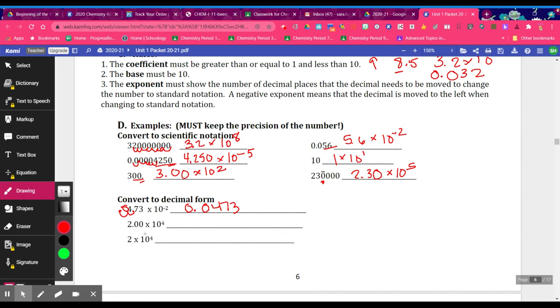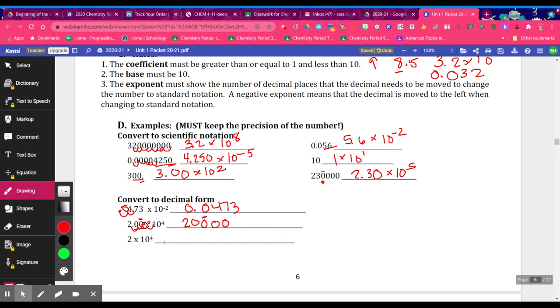Okay. Down here, we have 2.00. These are significant zeros, times 10 to the fourth. So I need to move this decimal 1, 2, 3, 4. Fill in zeros here. This is the last significant 0. So we have 2. I'm going to keep these 2 zeros. This is my last significant one. Then I have to put in the last 2 here.